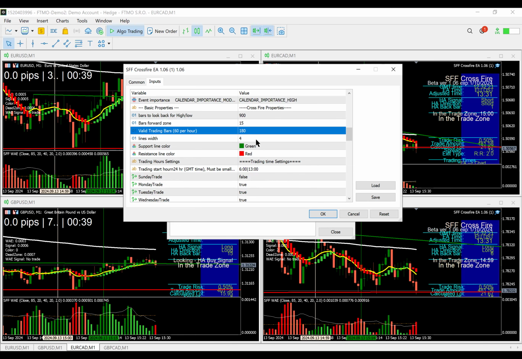I've increased the line width. That's the trend lines. So there's a red trend line, a green trend line. It was 2 when it came out of the box. I put mine on 4.